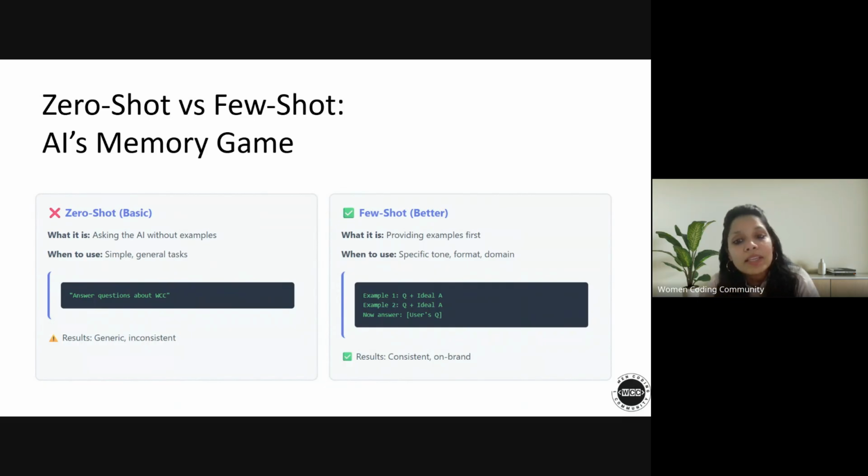So the key technique in thinking of few-shot, I would say, is giving an example to the LLM. It understands how we want our customers to be responded to when they interact with the chatbot.